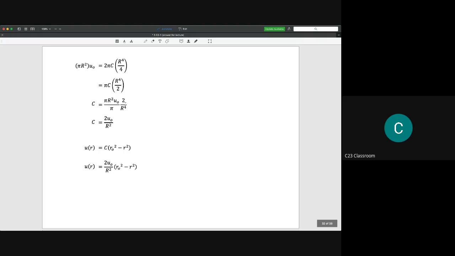And if we solve this equation, we get c equal to u naught over R squared, and then we substitute in this one, so we get u of r equal to 2 u naught over R squared times (R squared minus r squared). Now we have our velocity distribution with the constant c.